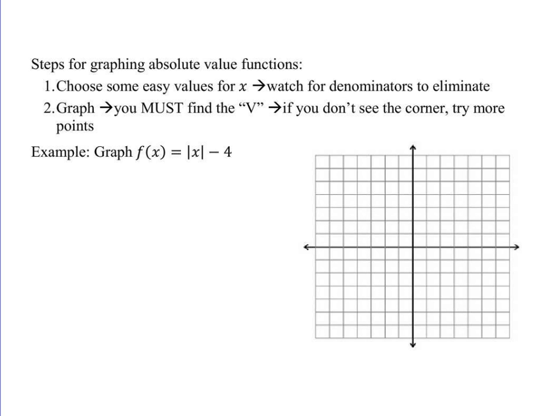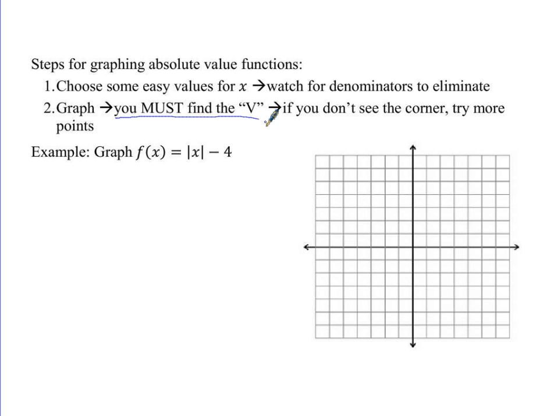All right, so your general steps for graphing an absolute value function are here. First, choose some easy values for x. Watch for denominators to eliminate. Your easy values won't always be -2, -1, 0, 1, 2. You want to pick numbers that make sense for the problem so that you don't have to work with fractions. Then graph it. Remember that you must find the V. If you don't see the corner, you're going to have to try more points.